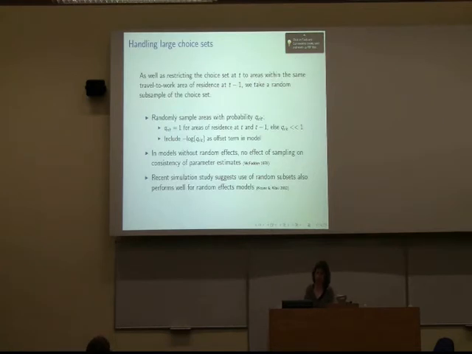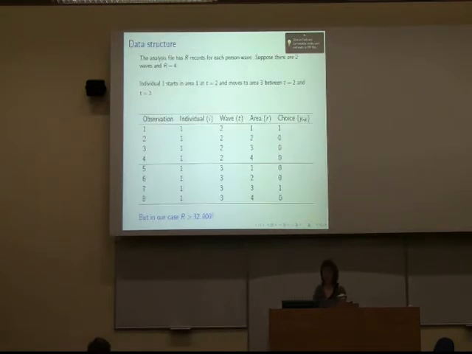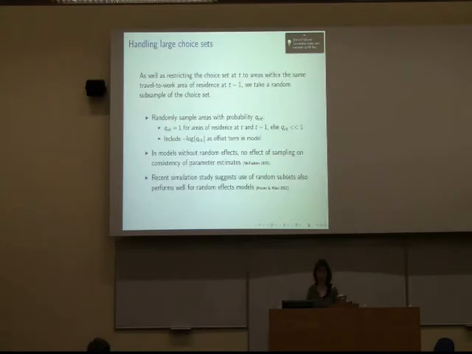Okay, we also do some sampling, and this turns out to work very well. So one way of handling the choice set is to restrict the choice set to the travel to work area. The other approach that we do is to sample areas. So in other words, here I've got 4 records per individual. I take a sample of the records for each person wave.